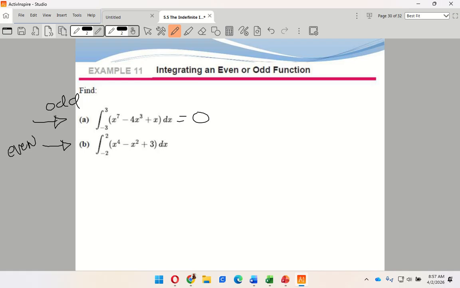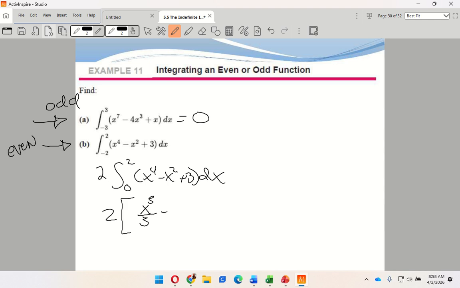To get the answer for this even function, I'm going to change this. It would be 2 times the integral from 0 to 2 of x^4 minus x squared plus 3 dx. So that's going to give me x^5 over 5 minus x^3 over 3 plus 3x from 0 to 2.